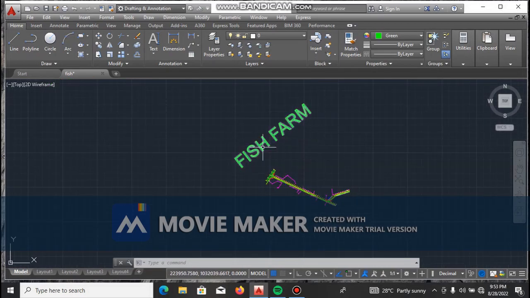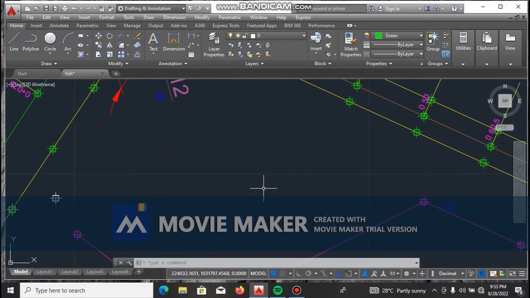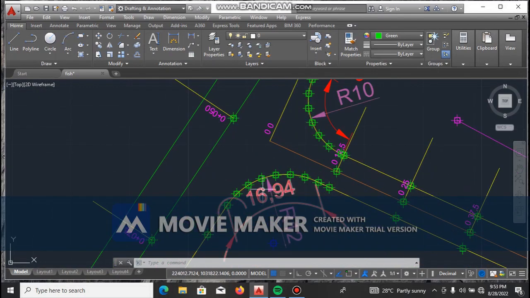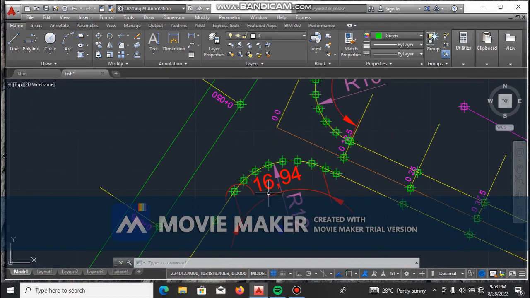Now you can see the name of the road is Fish Farm, and this is what happened at Fish Farm. We have our bellmouth. The interval from this radius is 17.30, and at the arc the radius is 10 meter. Here the interval of this arc is 16.94, while the radius itself I use 12 meter here.